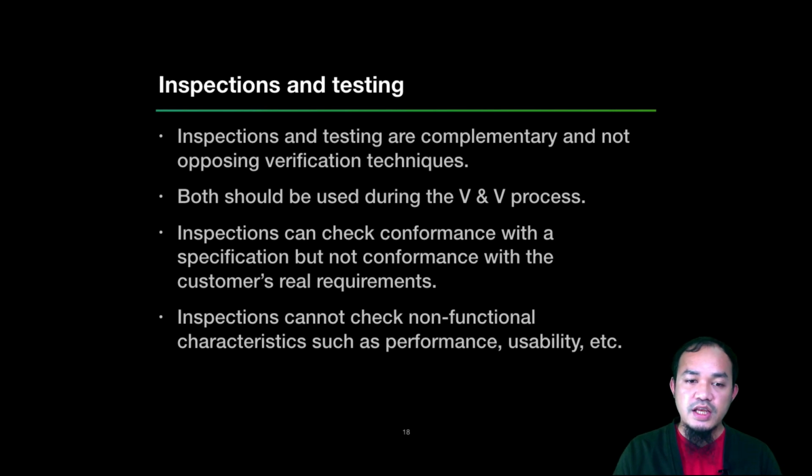Inspection cannot check non-functional characteristics such as performance and usability, because we do not execute the code, so we cannot see the real situation regarding performance and usability. You can only see the source, for example the code. You see the errors in the code, which may be highlighted in red or yellow. We just detect things like that, not performance and usability, because those are tested after the application is run or executed.